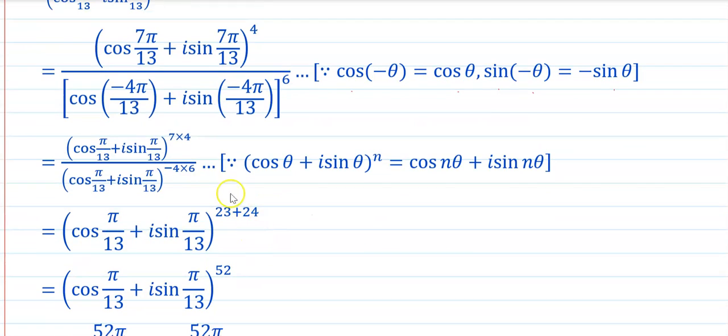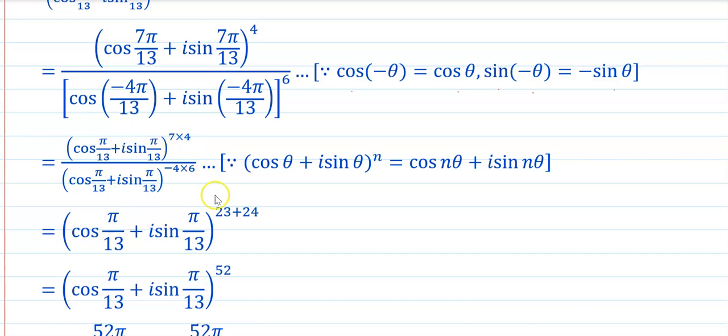Next, we take this 7 by using this rule: (cos θ + i sin θ) raised to n is cos nθ + i sin nθ. That is, cos of π/13 + i sin of π/13, raised to 7 into 4. Below, cos of π/13 + i sin of π/13, we take minus 4, minus 4 into 6, minus 24.